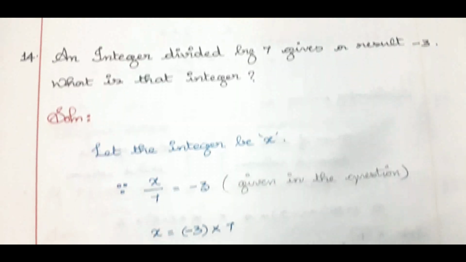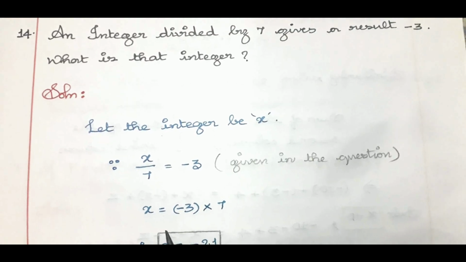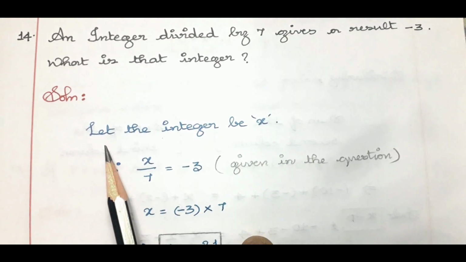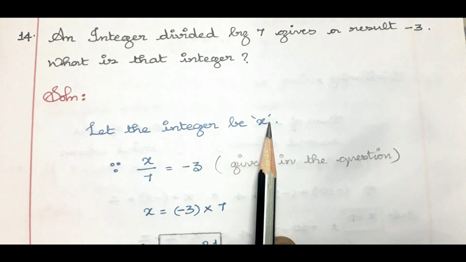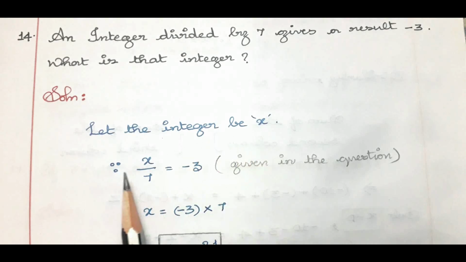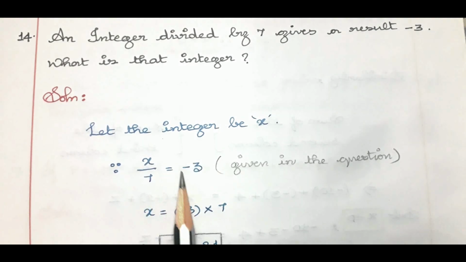So solution. We don't know which number that is, which integer it is, isn't it? Therefore, we are going to mention that let the integer be x. x is nothing but unknown. From the question we found that x divided by 7, an integer divided by 7, as given in the statement. So x by 7 is equal to the result they have given in the question, minus 3, right? So x by 7 is equal to minus 3.